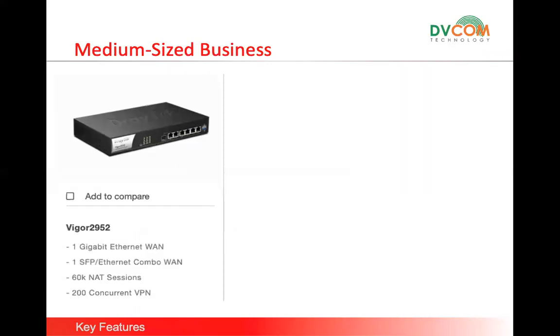And we have the Vigor 2952. The major difference between the P and without P is that the P supports PoE ports, and the 2952 doesn't support the PoE ports. It has 1 WAN port, which is the copper port, and another one is fiber or copper, which is the combo port. You can configure up to 200 VPN connections, and it supports up to 60,000 NAT sessions. Especially this router is good for medium-sized business.